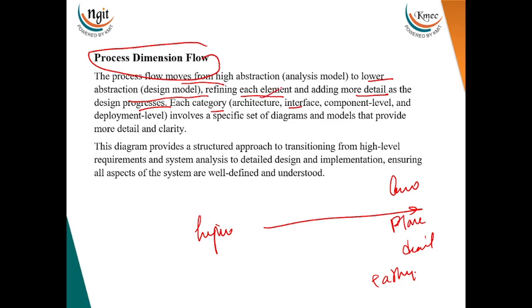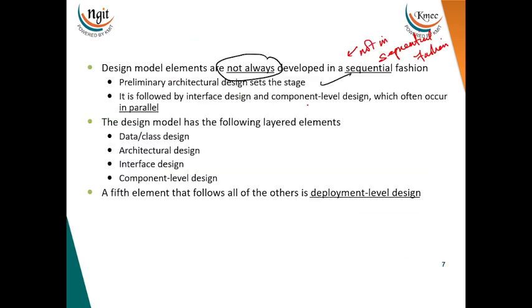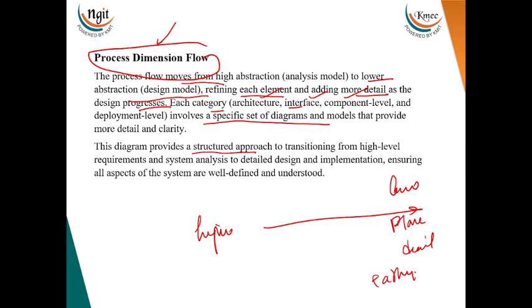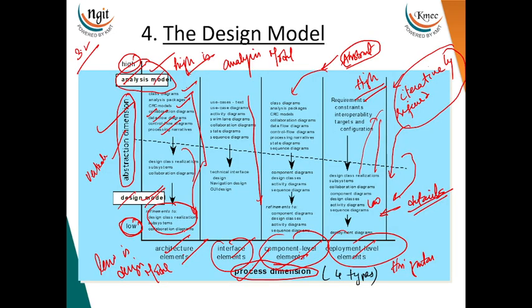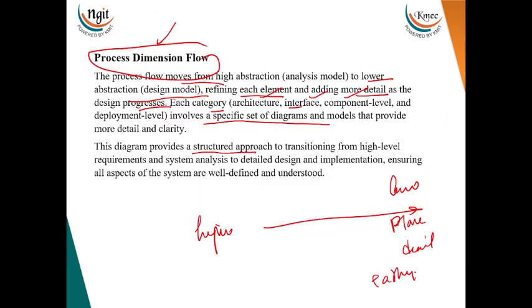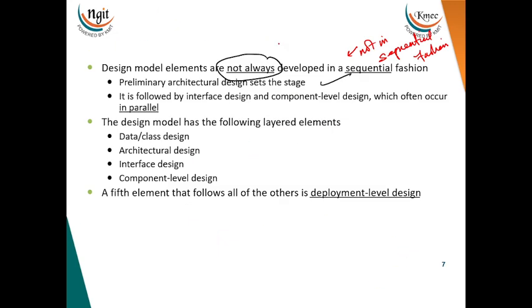Each category, architecture, interface, component, and deployment, involves a specific set of diagram models. This diagram provides a structured approach for transition from high level to low level. This diagram applies to the process which moves from higher level to low level. Now, design model elements are not always in a sequence. If you see this one, there are the architectural element, interface element, and component element. They are not going to be done in a sequence. As we see, the model is not always developed in a sequence.